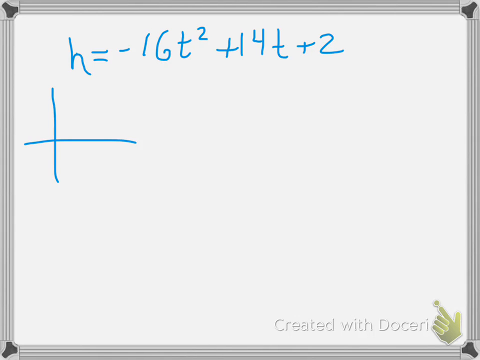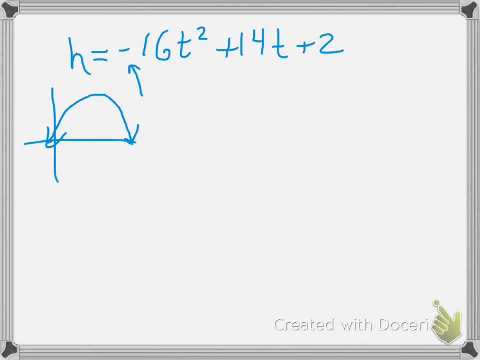And then the last one talks about a ball getting kicked. The quadratic h equals negative 16t squared plus 14t plus 2 models that, where h is the height in feet above the ground and t is the time. So if you were to graph something like that, it's going to look like this, right? Because you know that the a is negative, so you know it's a frown, it's upside down.